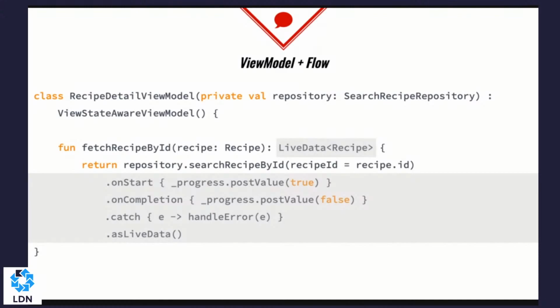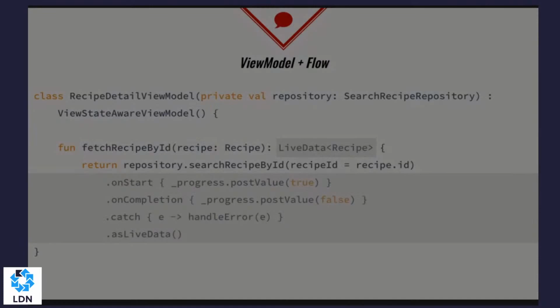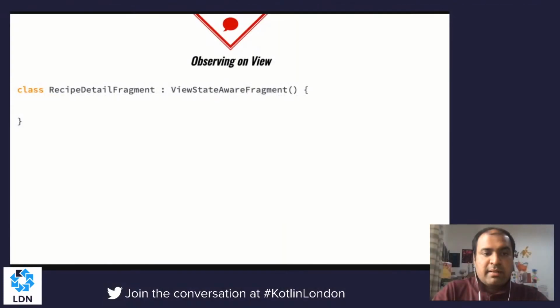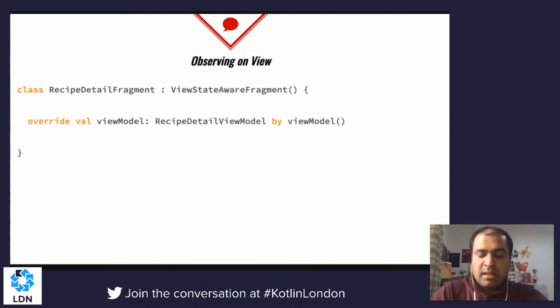And this live data is, of course, observed on the view layer, which would look something like this. So we have a fragment, recipe detail fragment. I have this view state aware fragment, which is nothing but the abstraction part of the way I do error handling and the way I show progress bar. You can find it in the main example, which I would be sharing after the session.